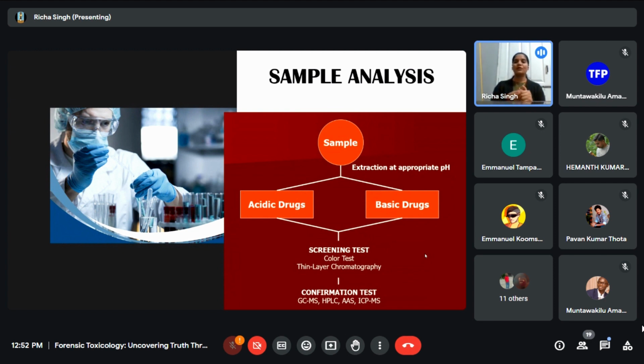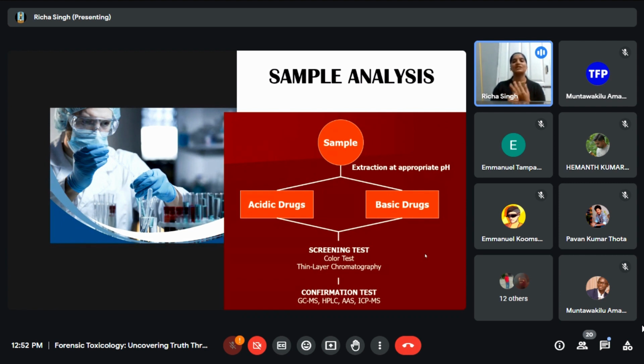We move further once we have an idea. Let's say cannabis is present after the screening test. You identified that you are getting this color, and then you say cannabis is present in the sample. You go for the confirmatory test. That is, now you are using the different instrumentation facilities available in the toxicology lab to get a clear answer whether the cannabis exactly is present or you are getting a false positive result.